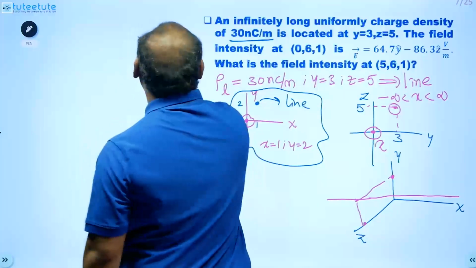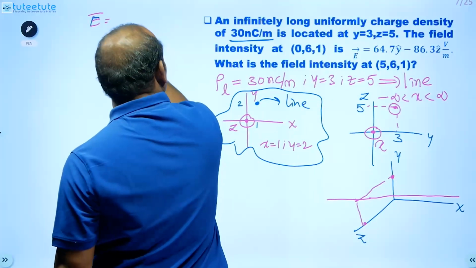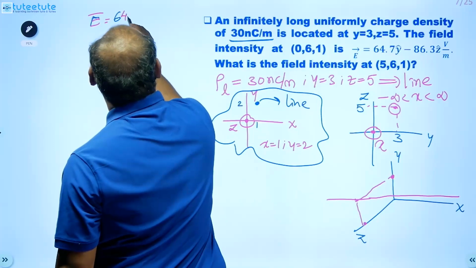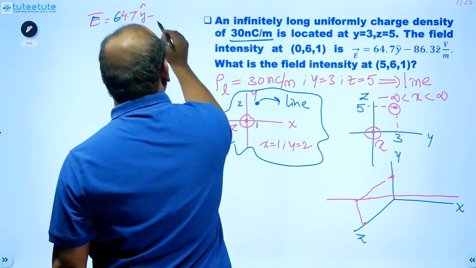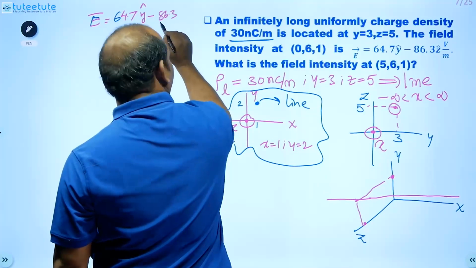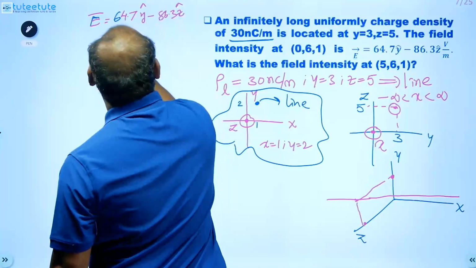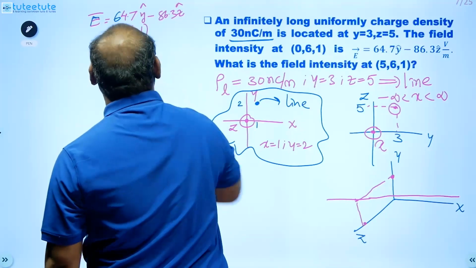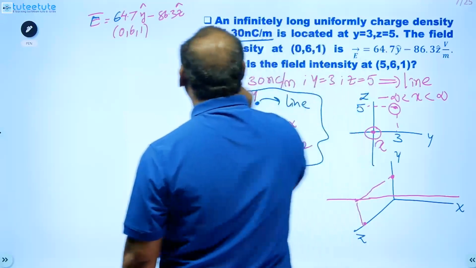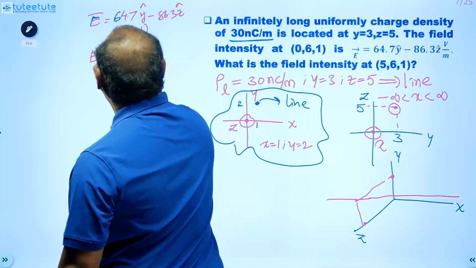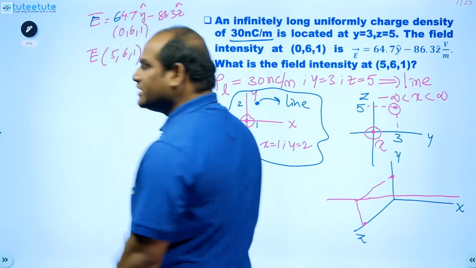So E bar is equal to 64.7 y cap minus 86.3 z cap volts per meter, and this is available at 0, 6, 1. Now, what is the field intensity at 5, 6, 1? This is what we need to solve.